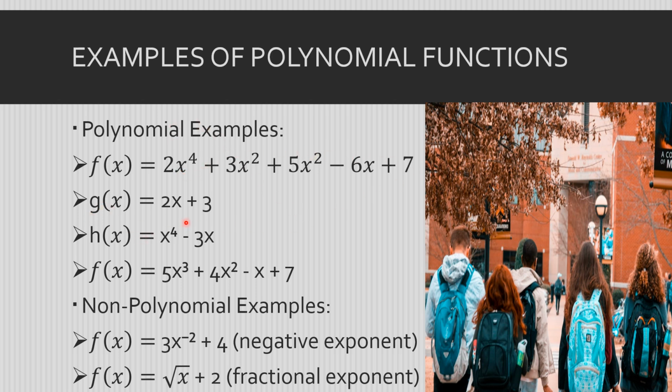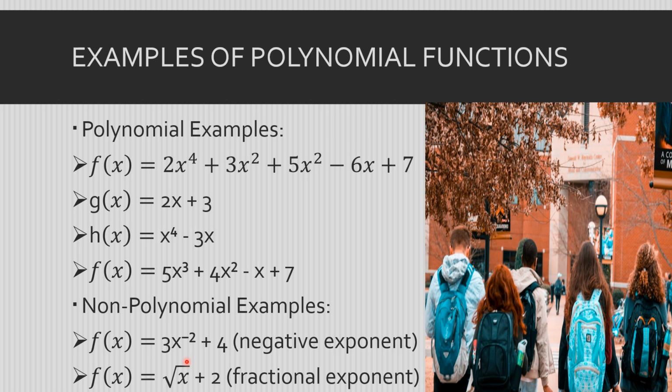So here we also have g of x equals 2x plus 3. Here the power is 1, not negative. We also have h of x equals x to the power 4 minus 3x. Here the power is 4, not negative. And f of x equals 5x cubed plus 4x squared minus x plus 7. It has been arranged in order: the highest power is 3, then the power is 2, then the power is 1. So you can realize that the power of the variable in each term is a positive integer.